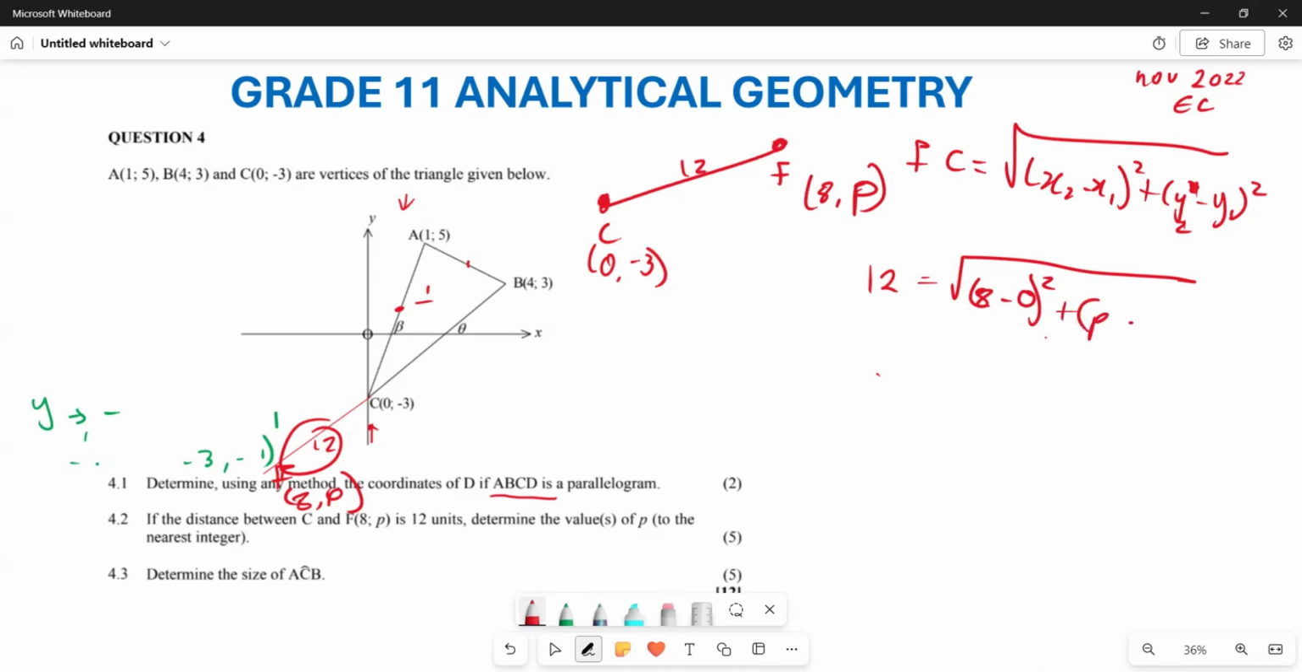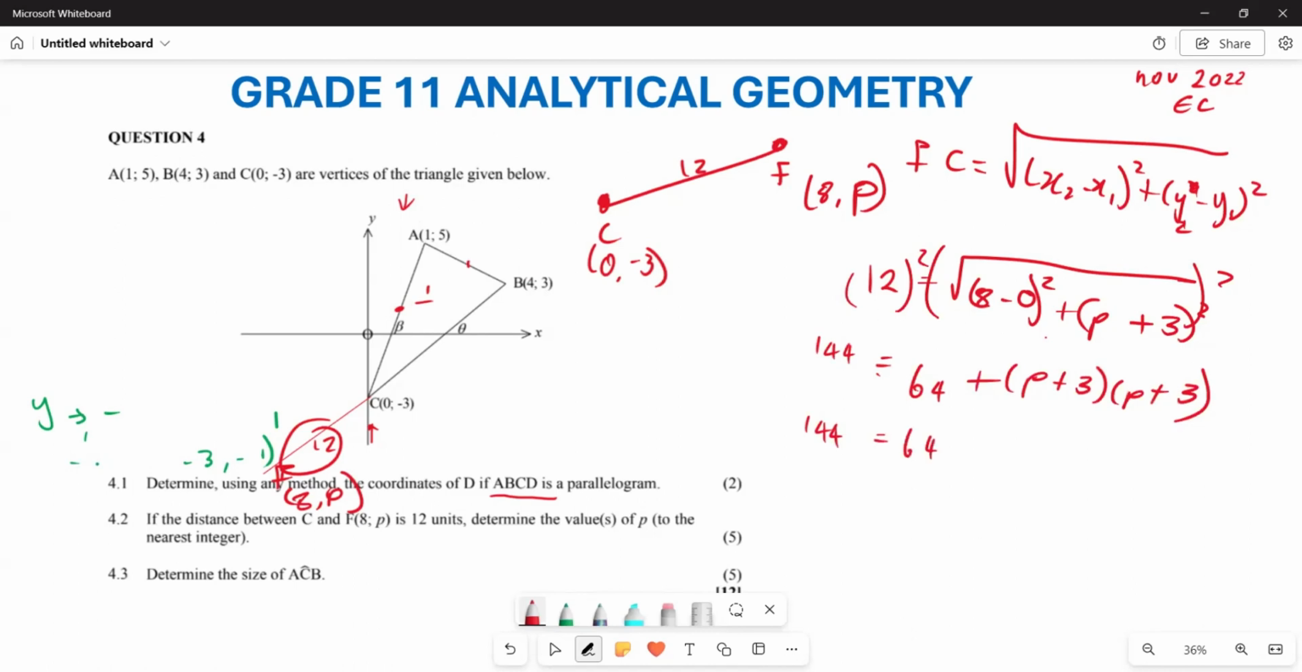Now for y, we don't have the y of your F, so it's going to be p, which is (p plus 3) squared. And then you get rid of the square root by squaring both sides, right? So this is the same as 144 is equal to 8 squared, which is 64, plus this here. When you expand, this is (p plus 3) and also (p plus 3), right? So 144 is equal to 64 plus p squared plus 6p plus 9.